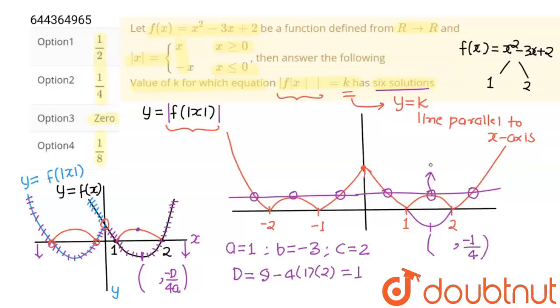So the y coordinate of this point will be 1 upon 4. And this line is parallel to the x-axis, so the y coordinate of every point on this line will be the same. And this point has y coordinate 1 by 4, which means that all the points on this pink line have y coordinate 1 by 4. So the line equation will be y equals 1 upon 4. So if the value of k is 1 upon 4, then this will have 6 solutions. So option 2 is correct.